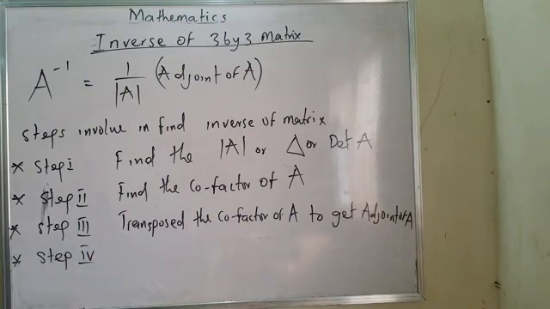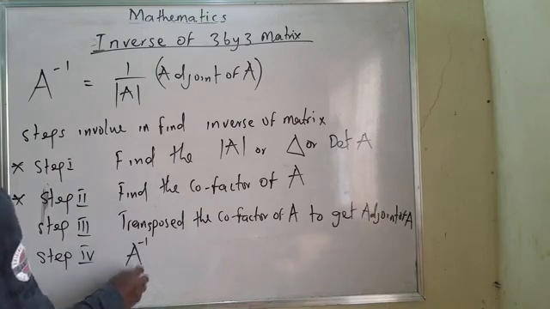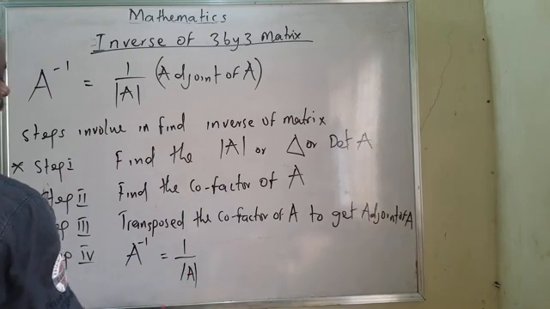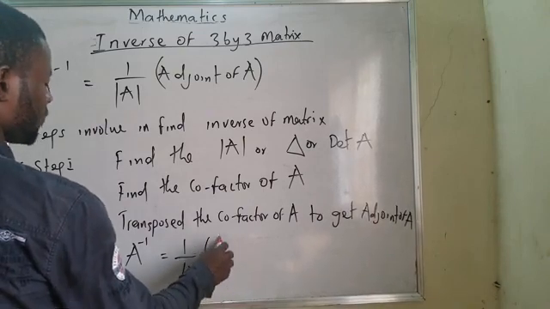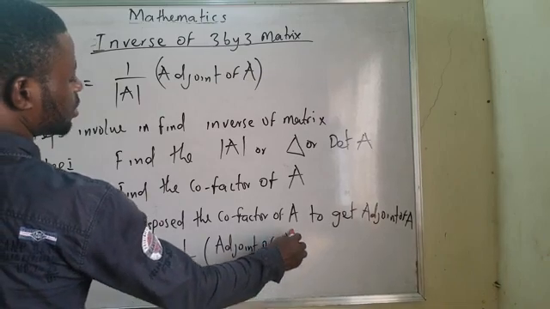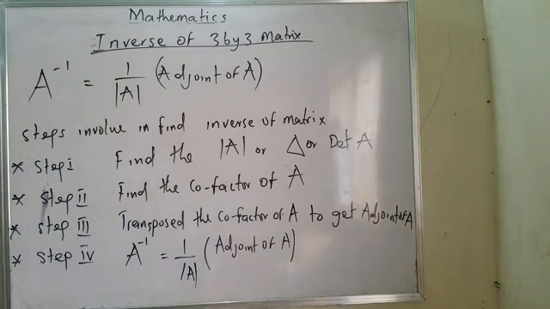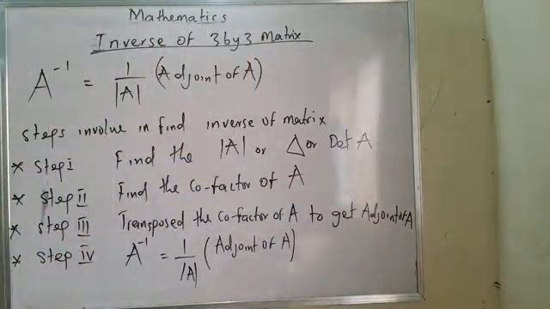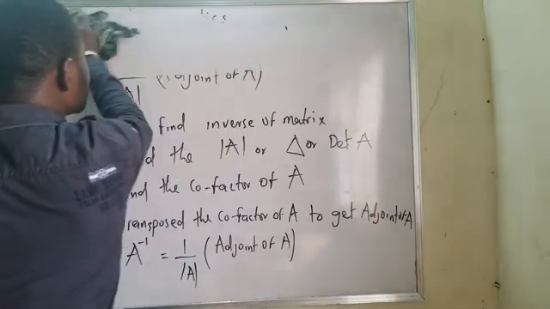Now, the last step, step 4: the inverse of the given matrix will be equal to 1 all over the determinant times the adjoint of the given matrix. That is all about that. Please take note of these steps very well. They are very, very important. Now, let me try to relate them with an example and see what will happen.